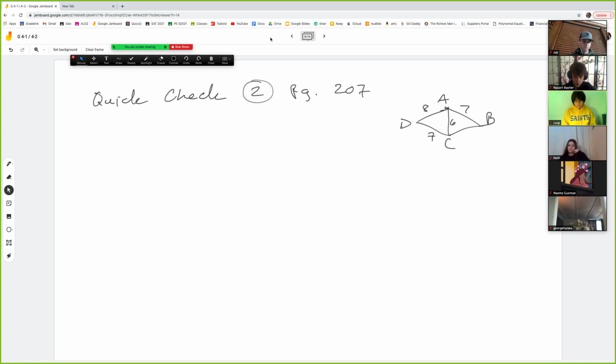All right, so basically we can say DC or CD is congruent to AB. Why? Because they're both equal to 7, right? Basically, you can say CD equals 7 and AB equals 7. So therefore, you can say CD is congruent to AB by the transitive property. Okay?